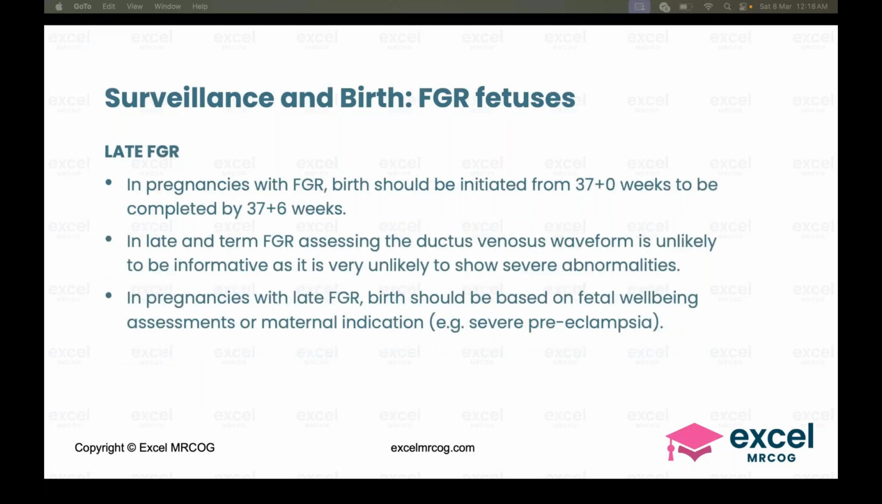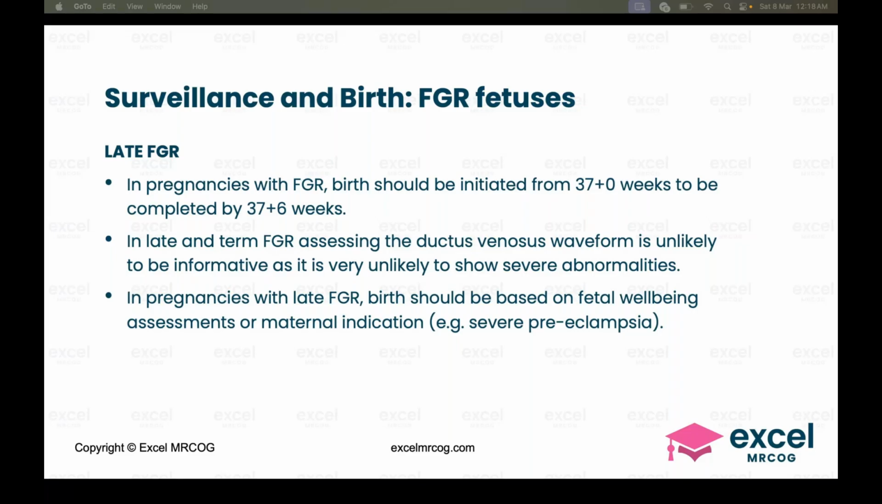Late FGR. In pregnancies with FGR, if early FGR, you have to deliver them depending on the DV Doppler abnormalities, depending on CTG abnormalities. Okay, that has to be very clear with all of you. Early FGR is very severe FGR. You cannot wait till 37 weeks. So you have to deliver them based on your CTG, based on your DV Doppler.